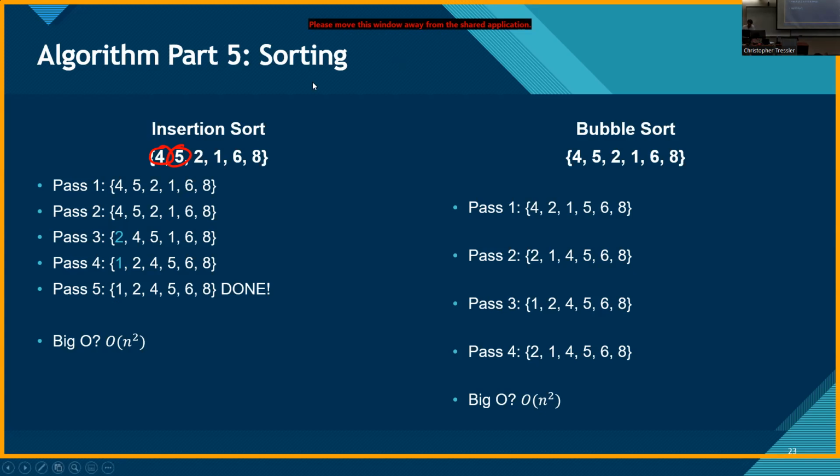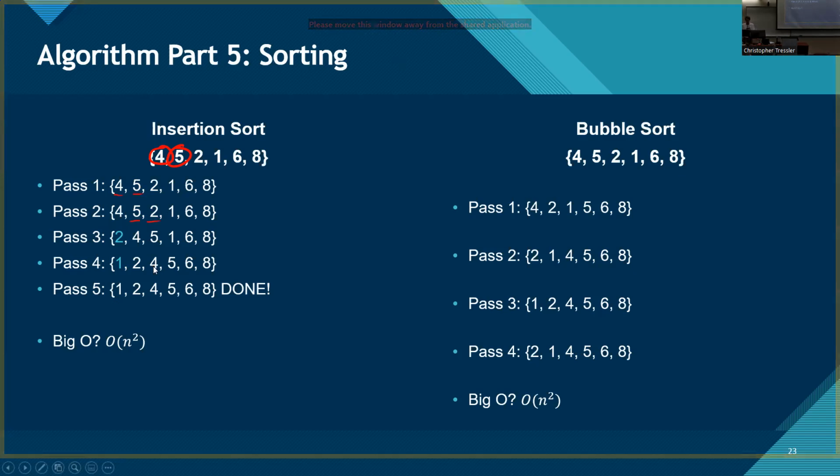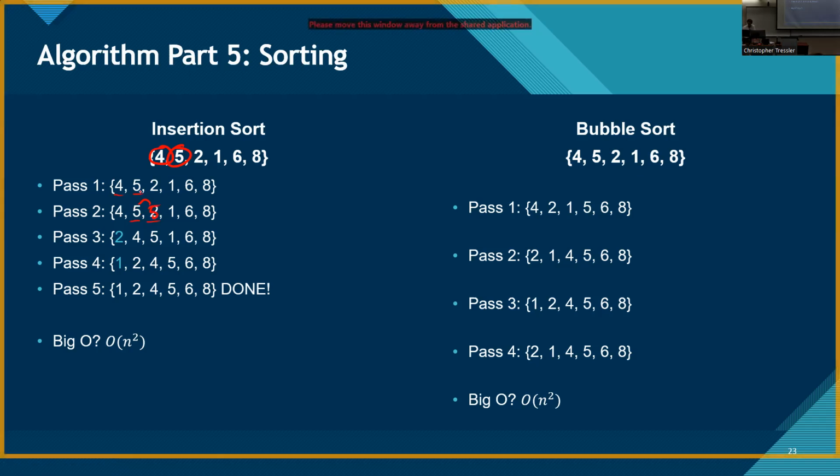You can see I compare 4 and 5. That's already correct because 5 is greater than 4. Compare 5 and 2. That is not correct because 2 is less than 5. So I'm going to say 2 is less than 5, so we put it there, and now 5 is here. Then we also compare 2 to 4, and 2 is also less than 4. So now we X this out, make this 4, and make this 2, and that's how we get to this pass right here.